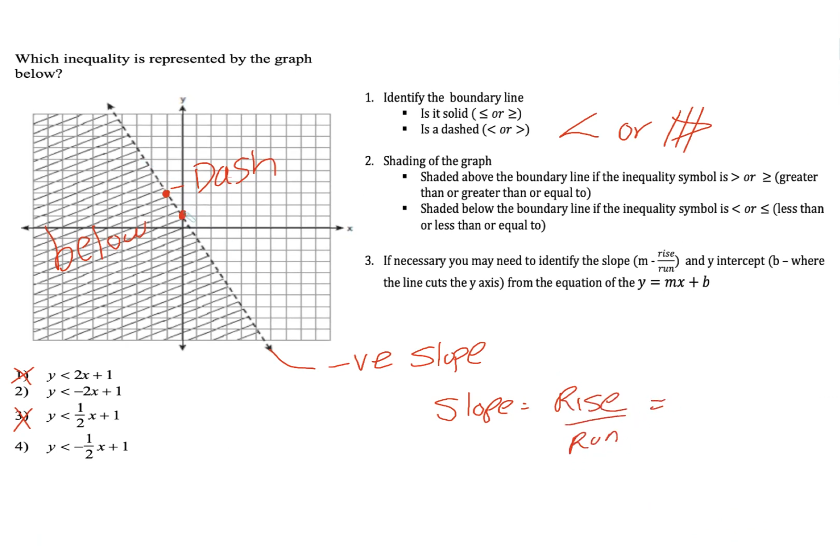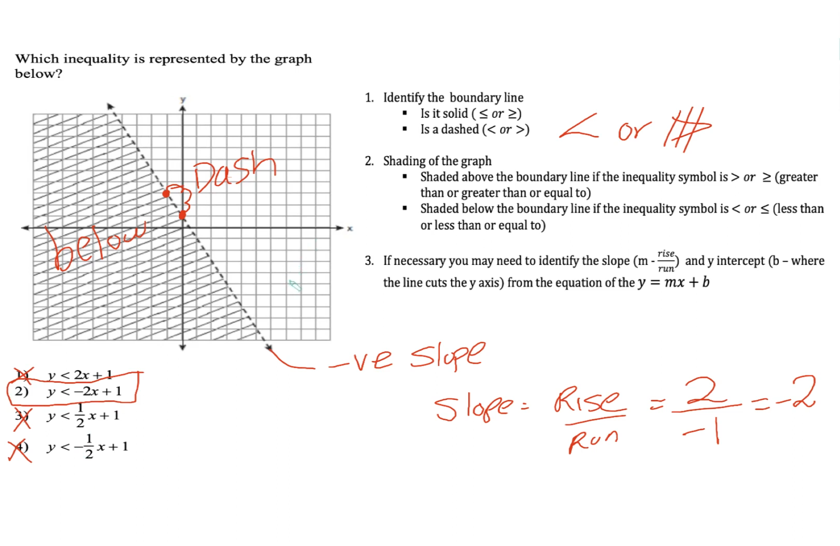So I'm rising 1, 2 units. So that's a positive 2 for my rise. And now I'm running to the left. I'm running to the left, so that's 1. So that will be a negative 1 because you're going to the left. And 2 divided by negative 1 is negative 2. So I'm looking for a slope of negative 2. Answer is number 2. Number 4 has a slope of negative a half.